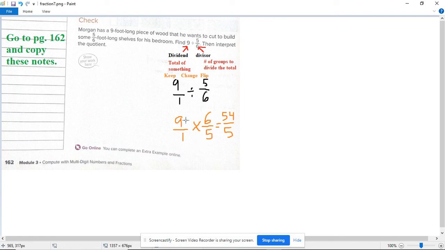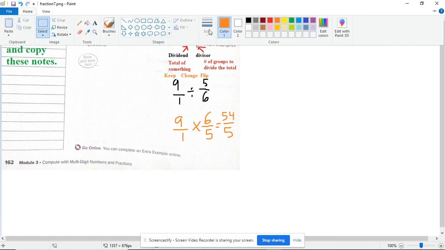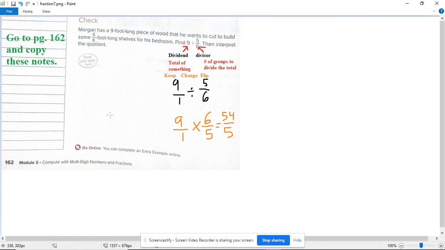Now we can multiply the numerators, so 9 times 6 is 54. Then we can multiply the denominators, 1 times 5 is 5. So we can't leave the answer in an improper fraction. So what we have to do next is, if it's improper, you divide. Okay, so we can divide. So 54 is our numerator. The numerator always is the dividend, so it goes in the castle, divided by 5.